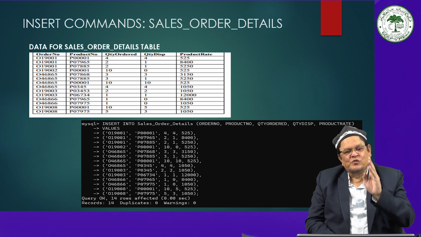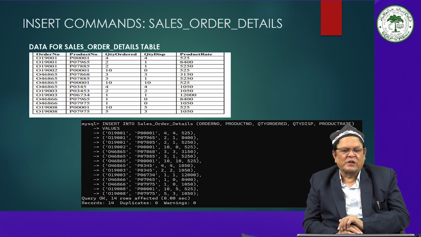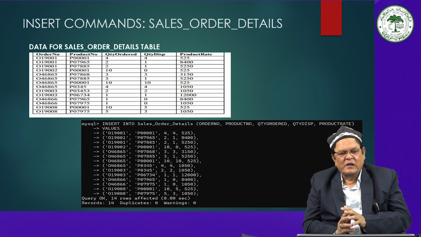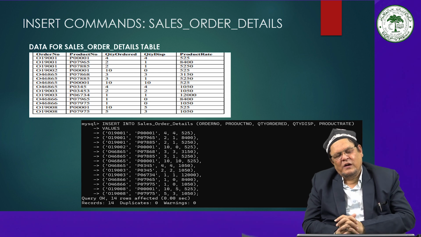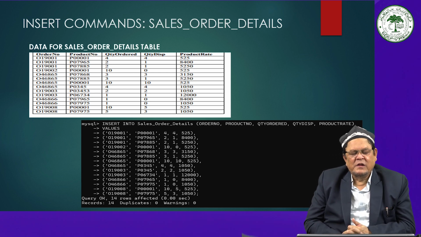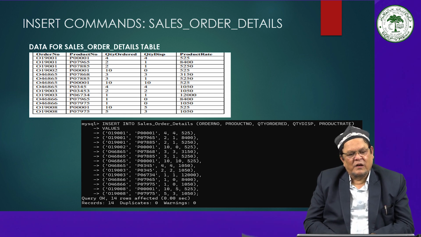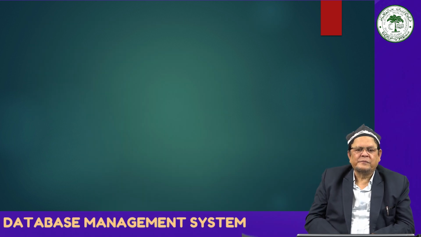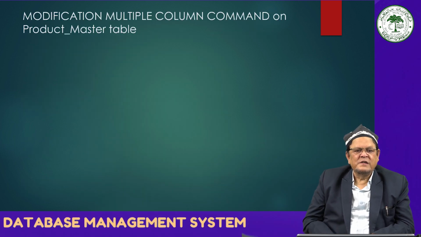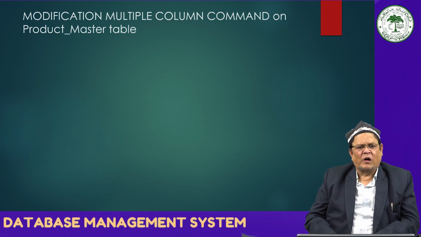In this way, you can enter all the 14 records. No need to type on the screen, it is already displayed in my slide. You can type on your computer and then you will enter. It will display Query OK, 14 rows affected. Then the next topic we'll discuss is modification of multiple columns on the product.